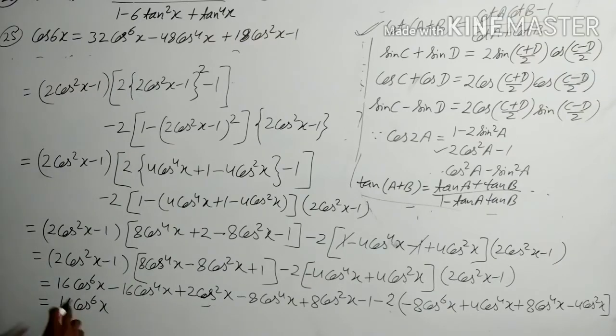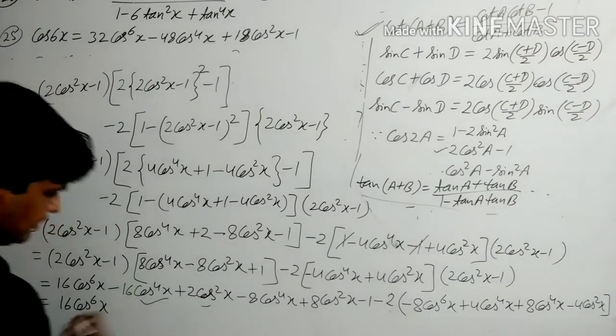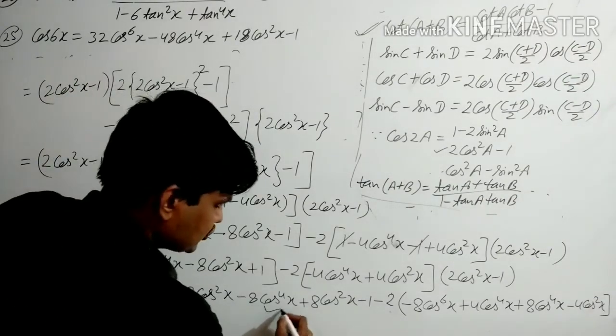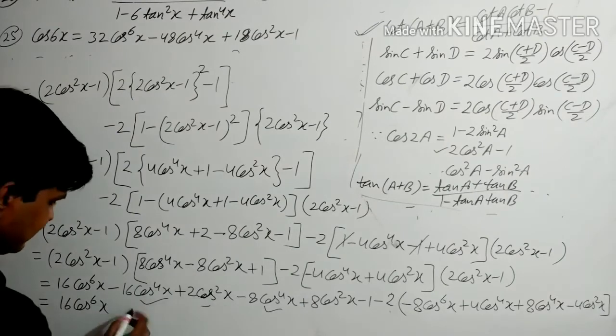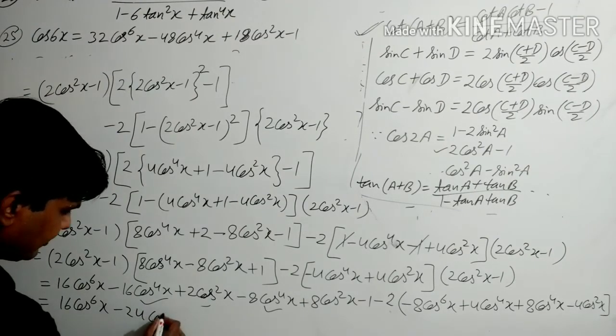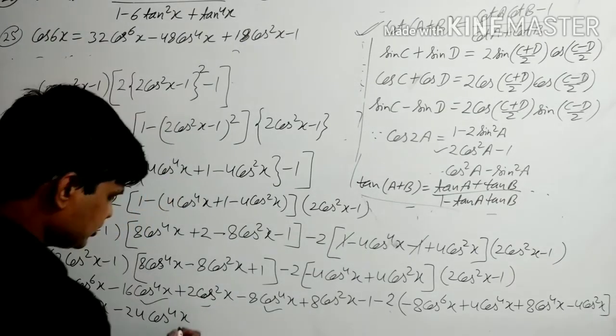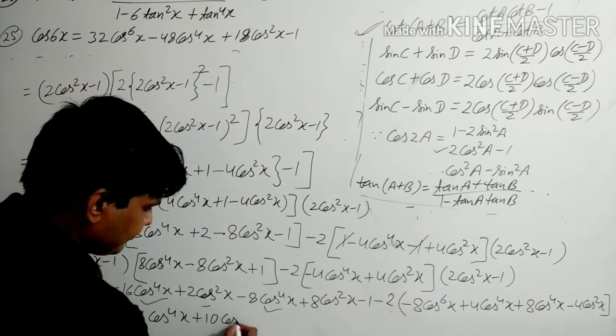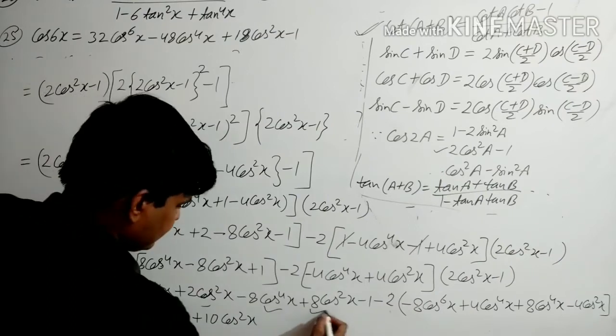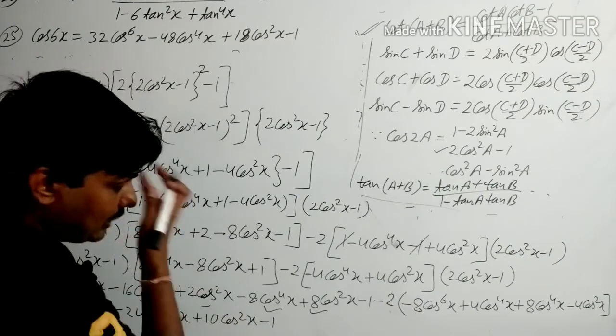Okay, so this is 16 cos to the power 6x, now cos to the power 4x and cos to the power 4x. So minus 16 and minus 8, we get minus 24 cos to the power 4x. Now 2 cos square x plus 8 cos square x, so we get 10 cos square x. So minus 1.